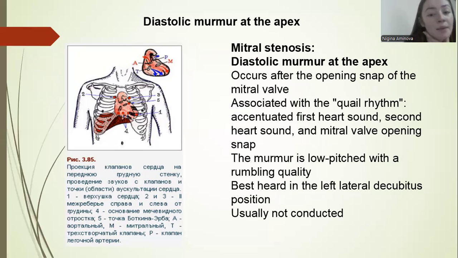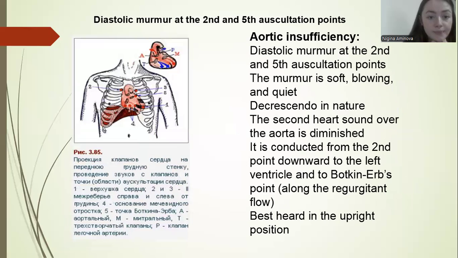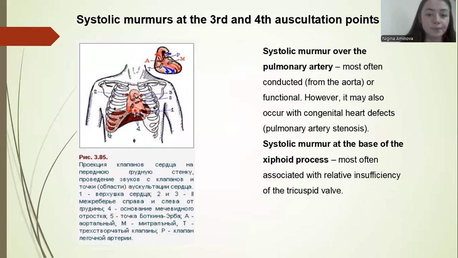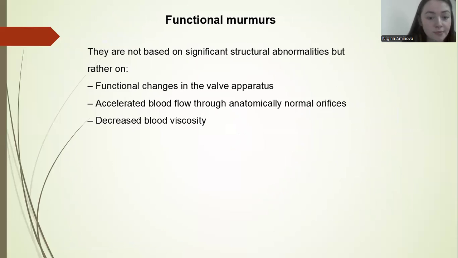Diastolic murmur at the apex, mitral stenosis. Diastolic murmur at the apex occurs after the opening snap of the mitral valve, associated with the quail rhythm, accentuated first heart sound, second heart sound, and mitral valve opening snap. Here you can see aortic insufficiency. And the systolic murmurs at the third and the fourth auscultation points, most often conducted or functional. However, it may also occur with congenital heart defects, pulmonary artery stenosis.